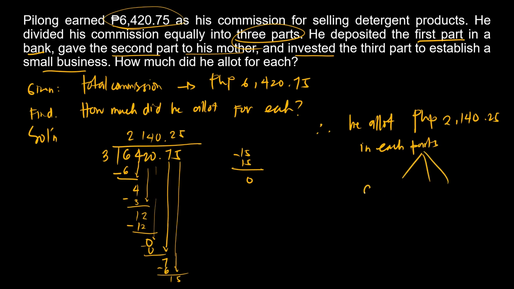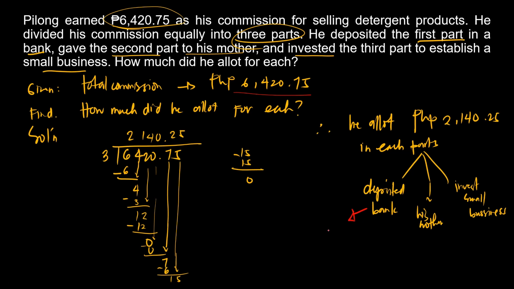Yung first, nag-deposit siya sa bank. He deposited in the bank. Pangalawa, he gave it to his mother. Pangatlo, investment. Investment for small business. So, if you want to know, your answer is correct. You just have to multiply 2,140.25 to 3. Then, dapat babalik kayo dito sa total commission niya. Or, add them together. Kasi nga, di ba, sabi niya, na inalat niya equally.